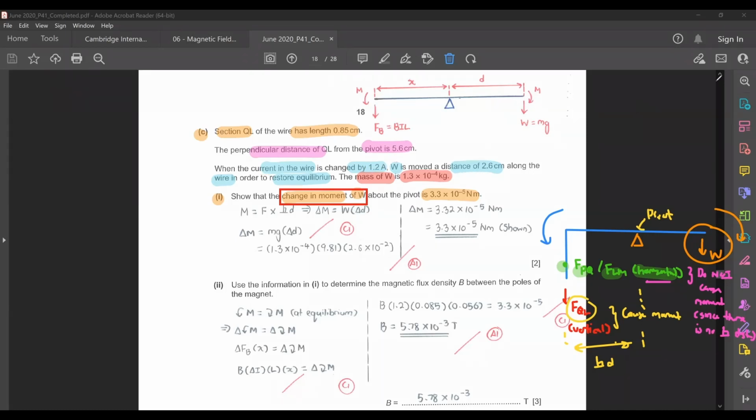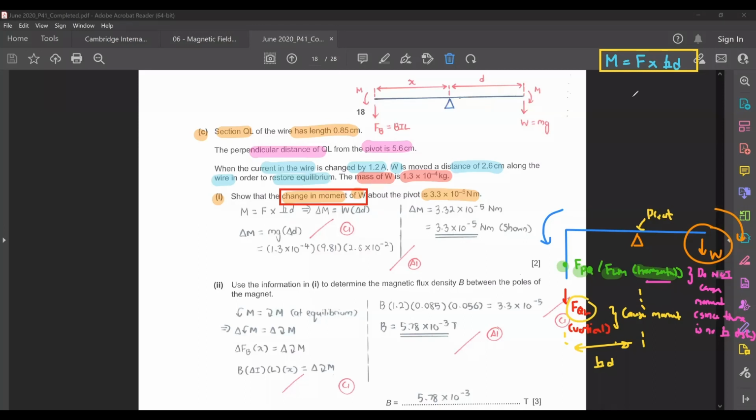Now, since the question is asking you about the change in moment, let's look at how moment is defined in the first place. Moment is defined as the product of force and the perpendicular distance between the force and the pivot. So this is how moment was defined in the first place.